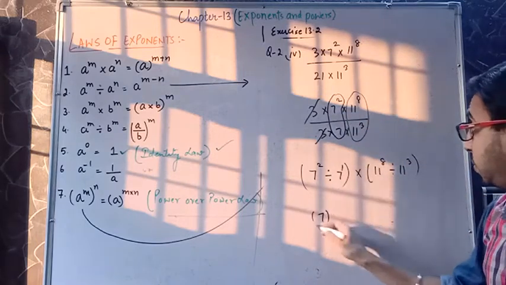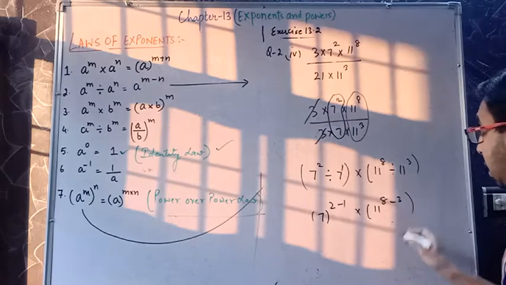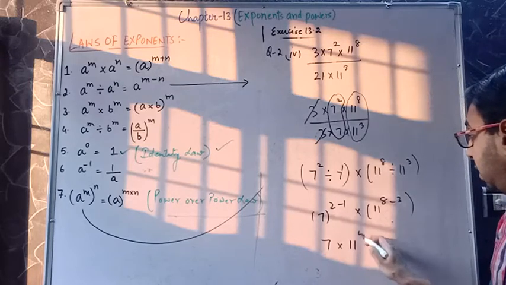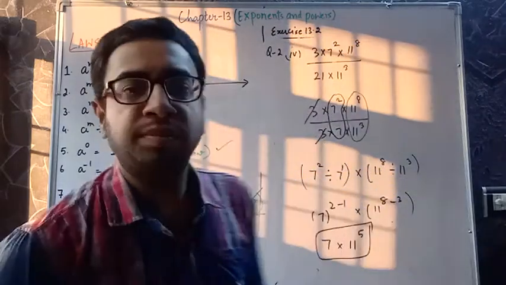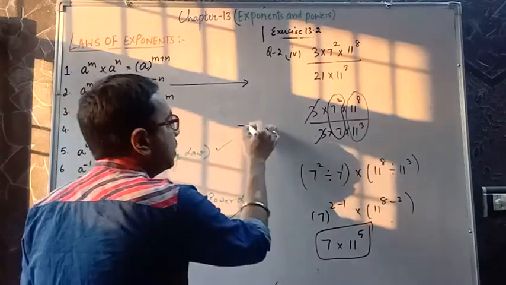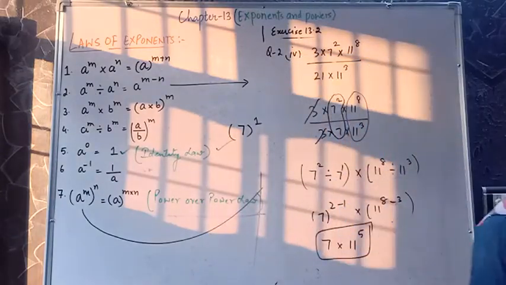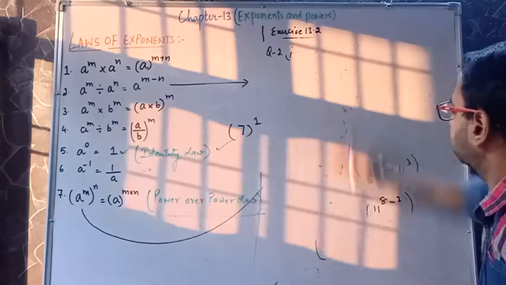Now 7 raised to power 2 minus 1 into 11 raised to power 8 minus 3. What will we be getting? 7 as it is. Now 8 minus 3, 11 raised to power 5. This is what the answer is. Simple question. If power is not mentioned, do remember power is always 1. If power is not there, power is always 1. Are we clear?